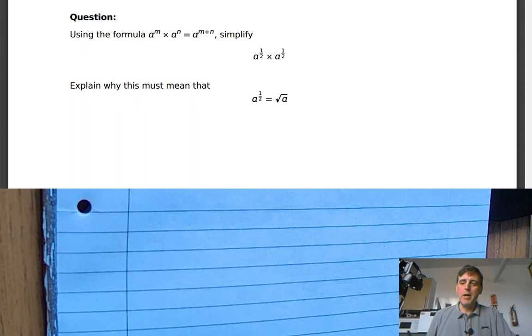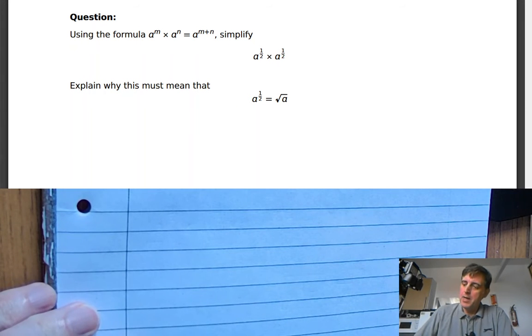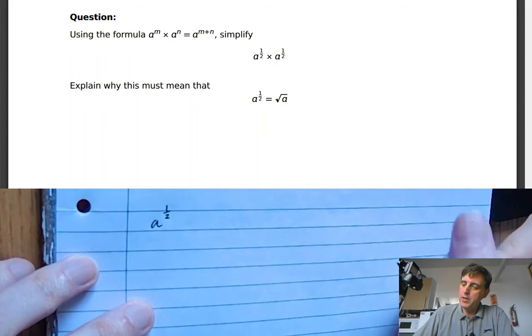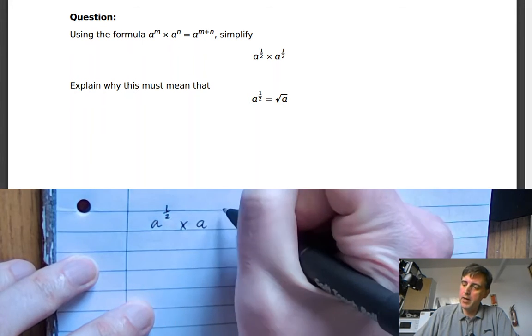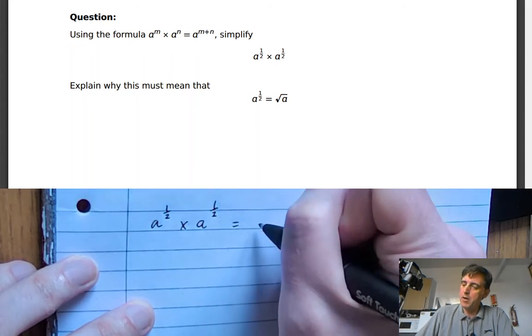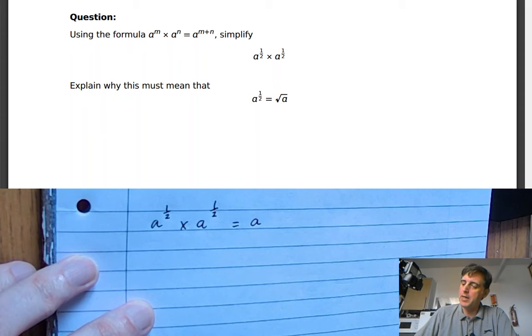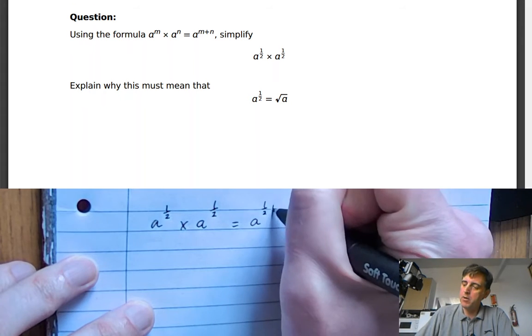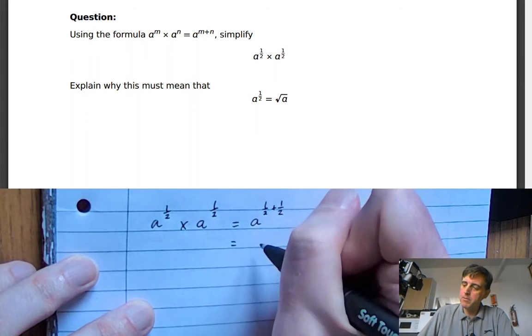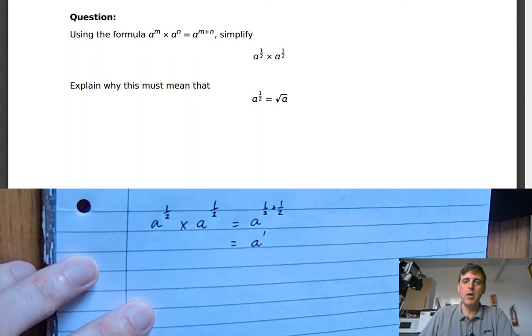Okay, so how did you get on with this one then? So let's see if we can work out what's going on. If we have a to the power of a half multiplied by another a to the power of a half, well, the rule that we saw in an earlier video, which we should be familiar with, means that we are going to add together those powers. So that power just becomes a half plus a half, which is of course just a to the power 1.